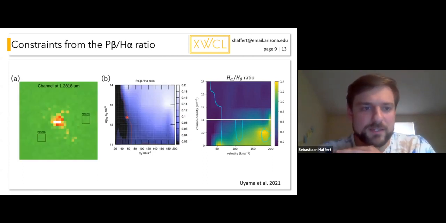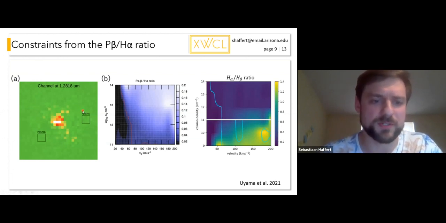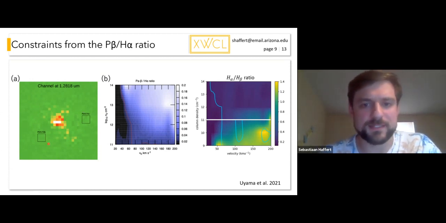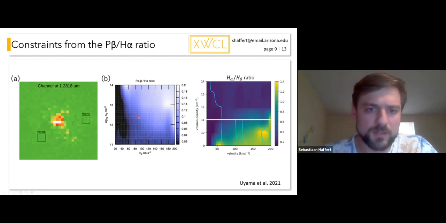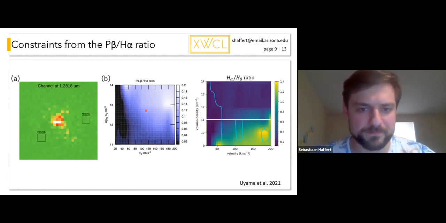So if we compare this with other emission lines, other upper limits, recently there's been a research note that has been published where they show the upper limits for the Paschen beta line. And in the same graph, they have the density versus velocity again, but this time for the Paschen beta over the H-alpha line ratio. And they reached sort of a similar conclusion.